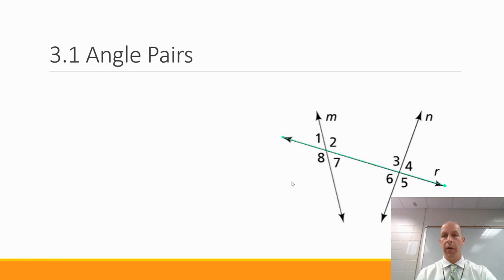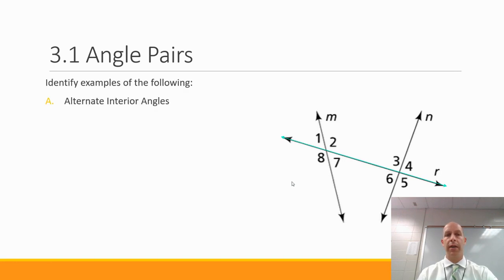I don't know if you can see this line. There are 3 lines drawn on this picture, and I'm making it yellow, and now it's green. That's line R. Line R is what we call a transversal, and that's going to be the key to naming these angle pairs. So typical questions in this lesson would be things like identify alternate interior angles.